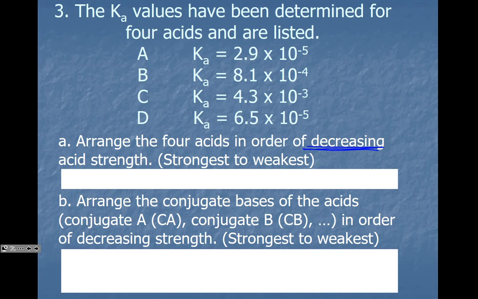So what am I looking for? What's going to be strongest? Because I'm going strongest to weakest. C. Okay? Because you're looking at the lowest number here, right? So C. Then what? B. That's pretty easy. Then what? D or A? I heard both. D or A?